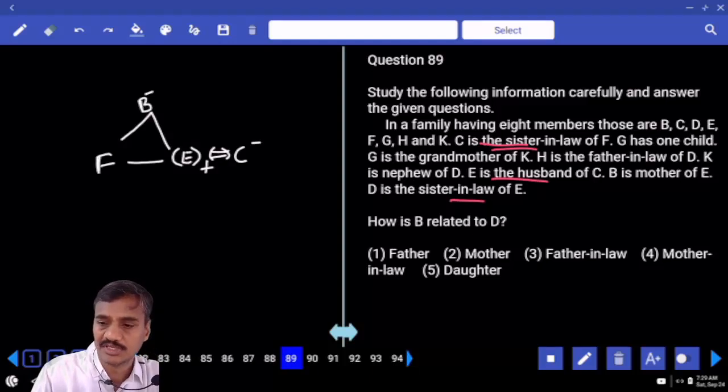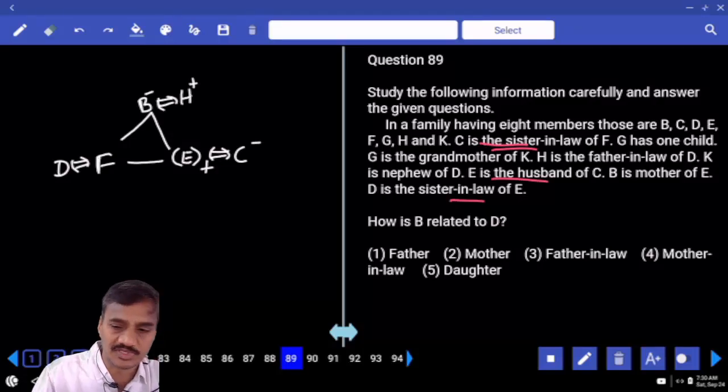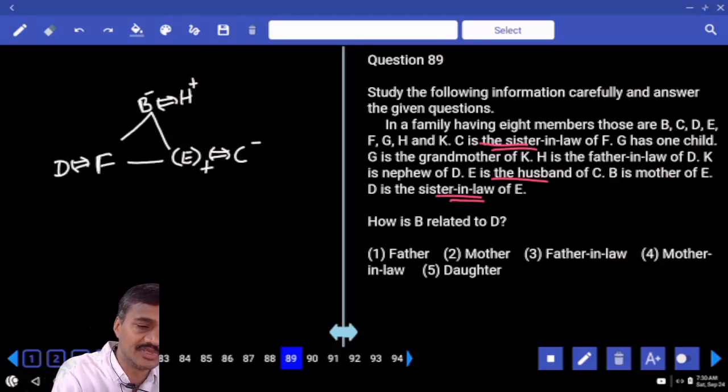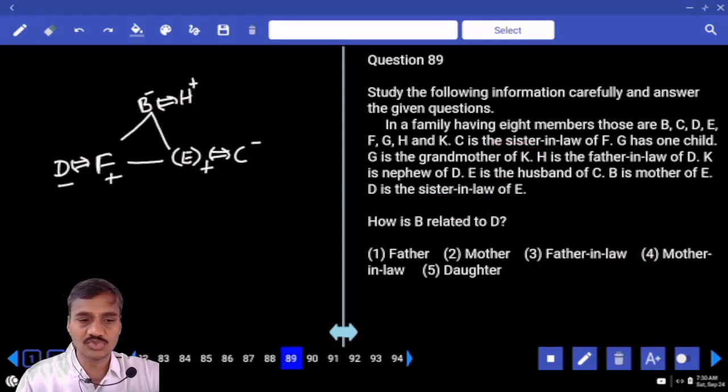And next one, H is the father-in-law of D. D and F are married couple. And B and H are married couple. D is the sister-in-law of E. F is the male. D is the sister. And B is the mother of E. And next one, G has only one child.